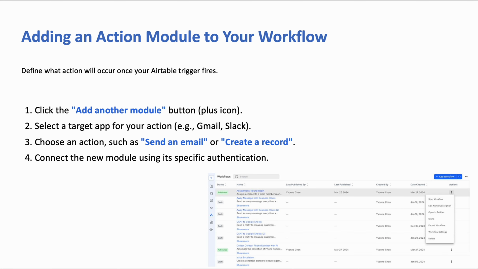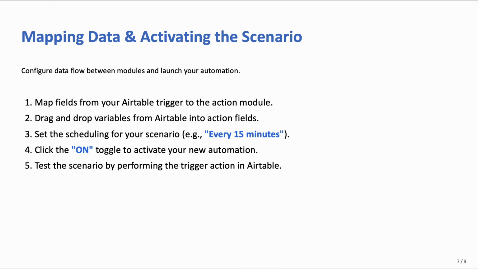Then add the action modules to your workflow. So click the add another module button, select the target app for your actions, choose an action such as send an email or create a record. Then connect the new module using its specific authentication. Also map the fields and activate the scenario.